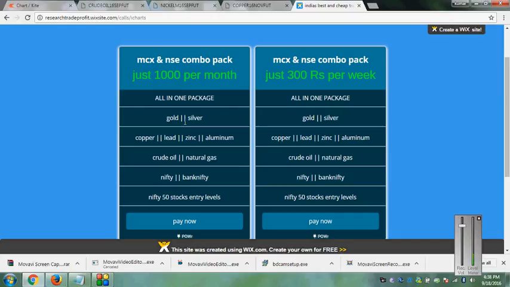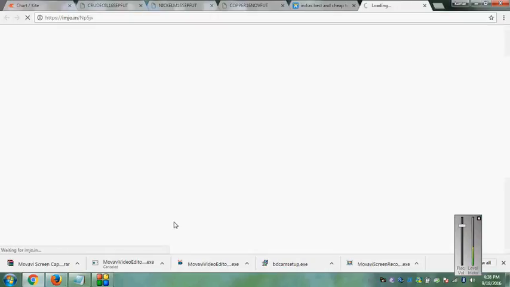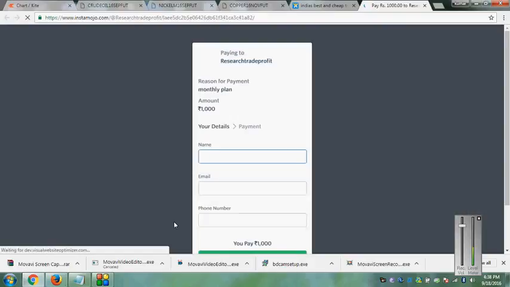That covers gold, silver, copper, lead, zinc, aluminum, crude, natural gas, Nifty, Bank Nifty, and other Nifty 50 stocks in futures and the cash market as well. Here is the pay now button. You can pay the amount and get subscribed to the one month package.